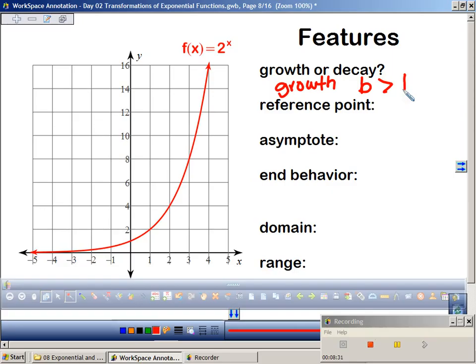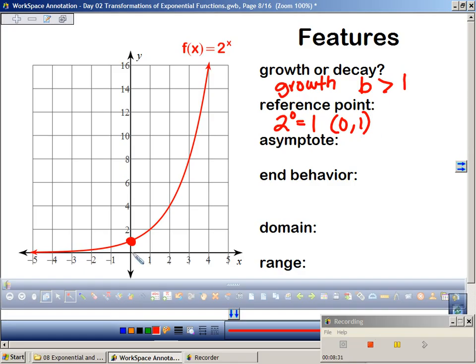Our reference points. What's my first reference point on this one? You guys did it all day long yesterday, right? 0, 1 was our first reference point. If I set x equal to 0, 2 to the 0 equals 1. My first reference point is 0, 1.